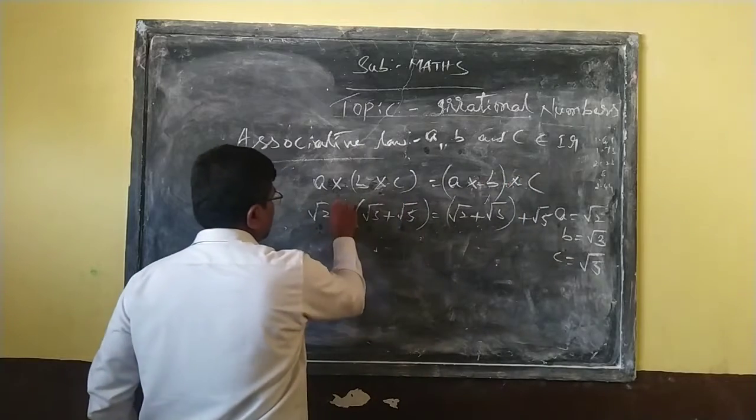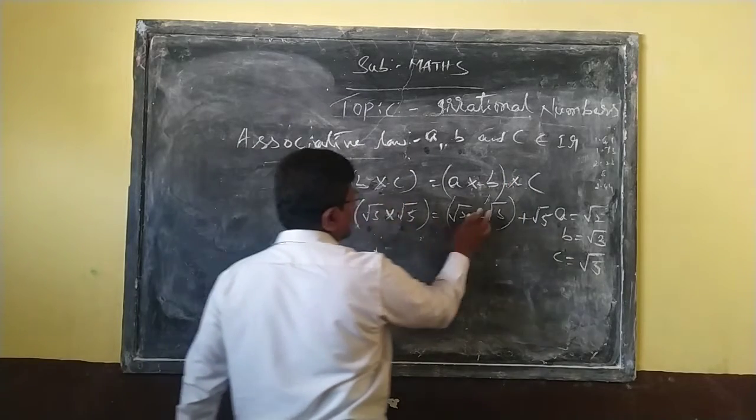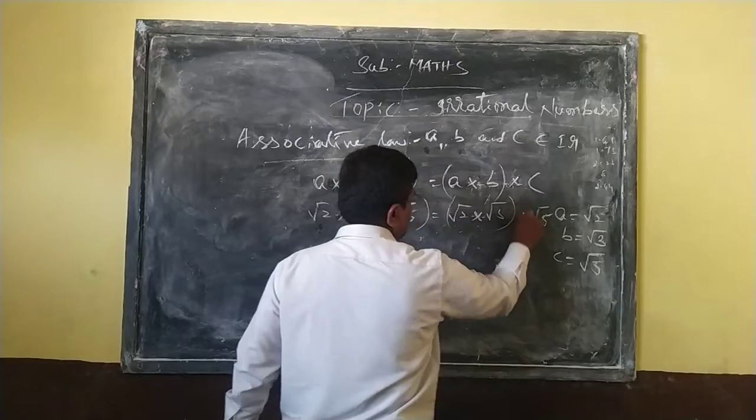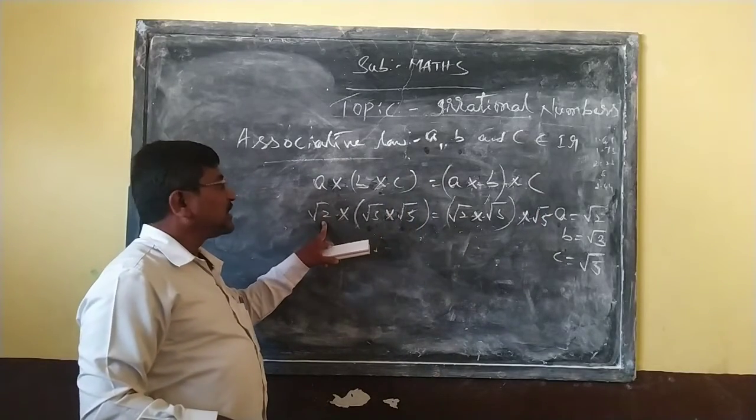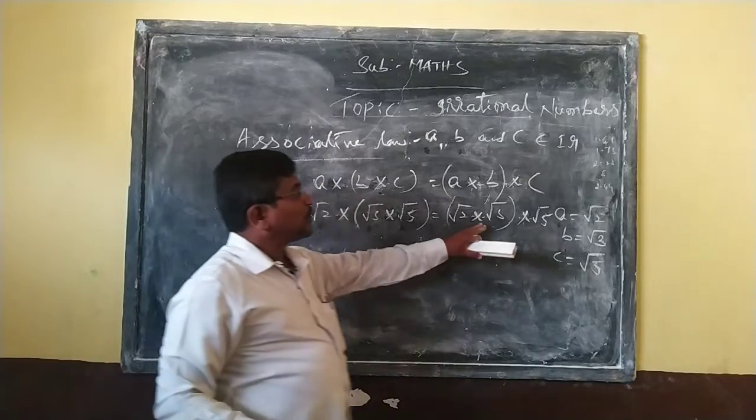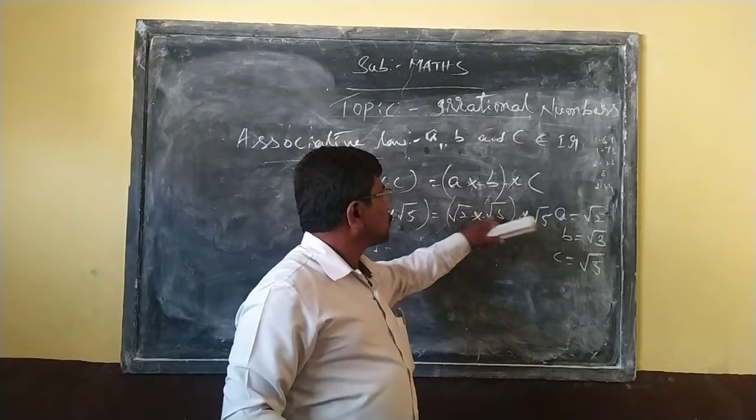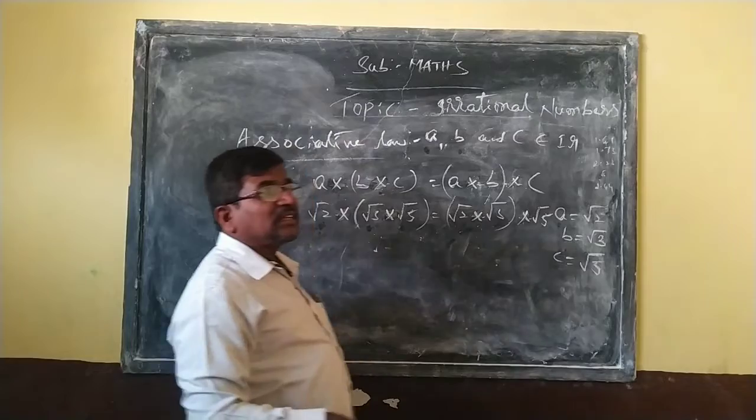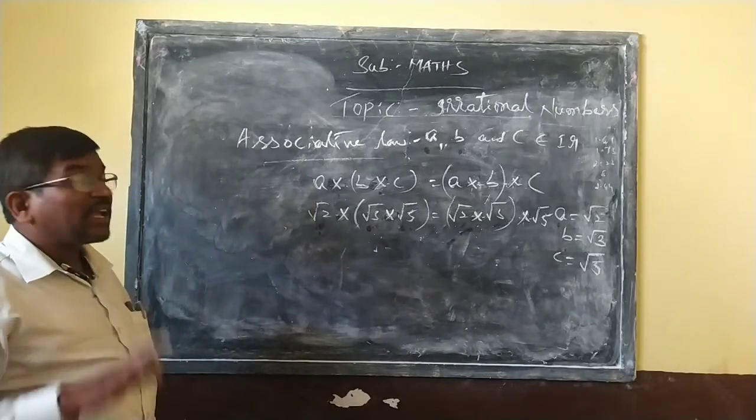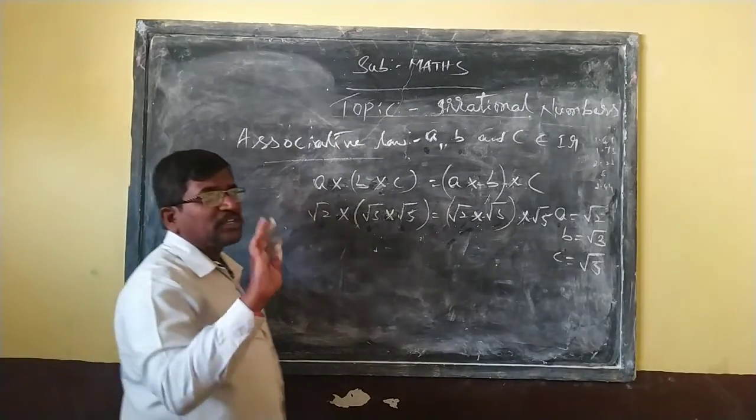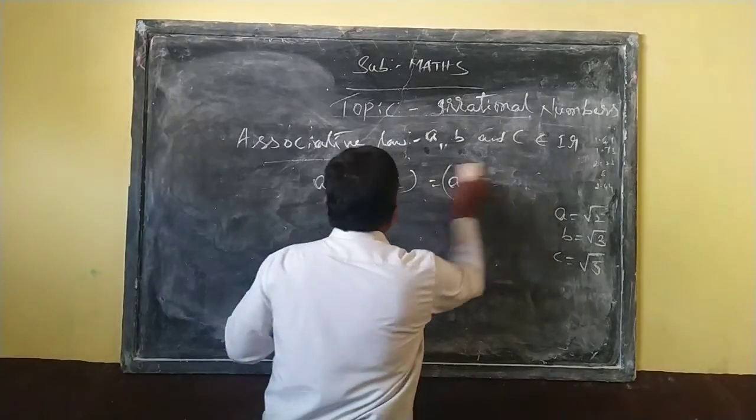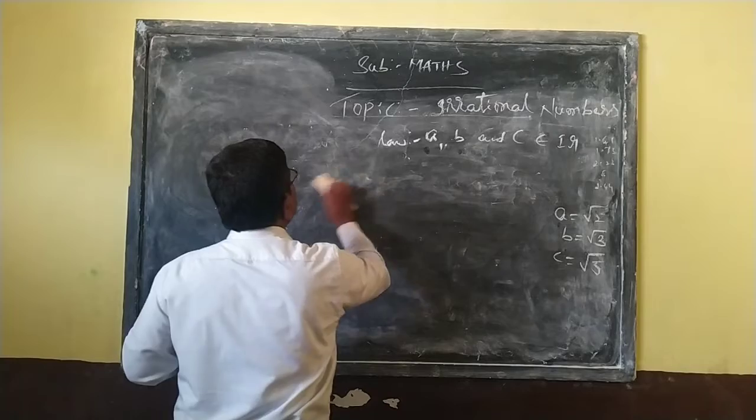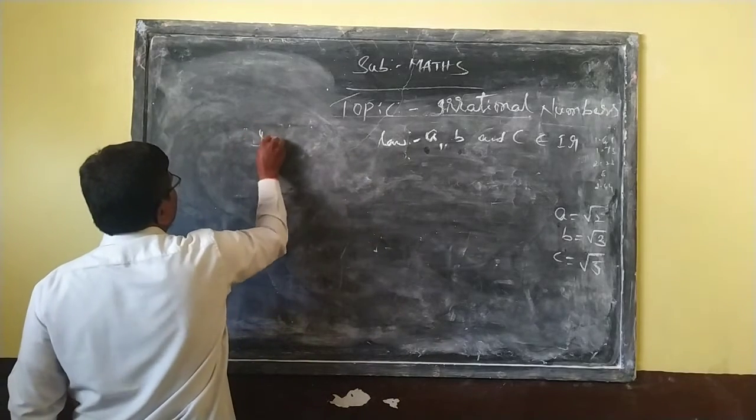Yes, it happened. Yes, I agree. 5 into 3 is 15, 15 into 2 is 30. Root 30 is equal to, yes, root 30 it comes. So 2 into 3 is 6, 6 into 5 is 30. Yes, 100% it is satisfied. Again, division is not satisfied. Dear students, division is never satisfied. Be careful. So now next is identity.